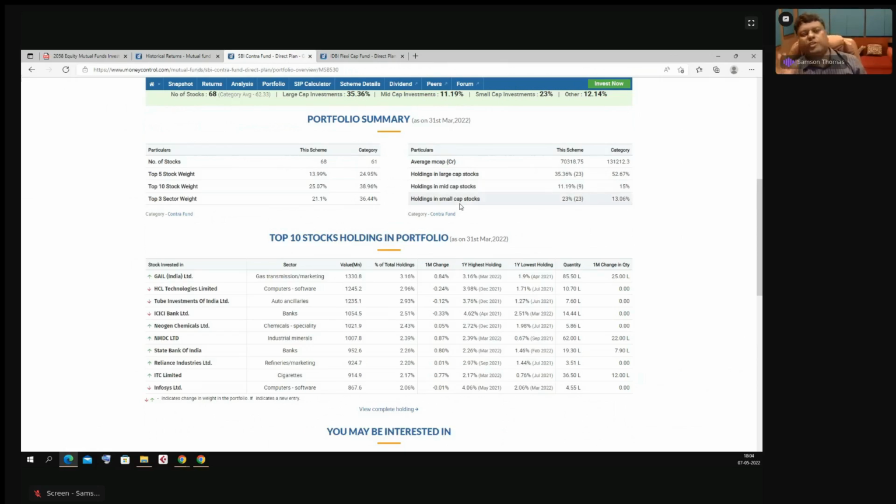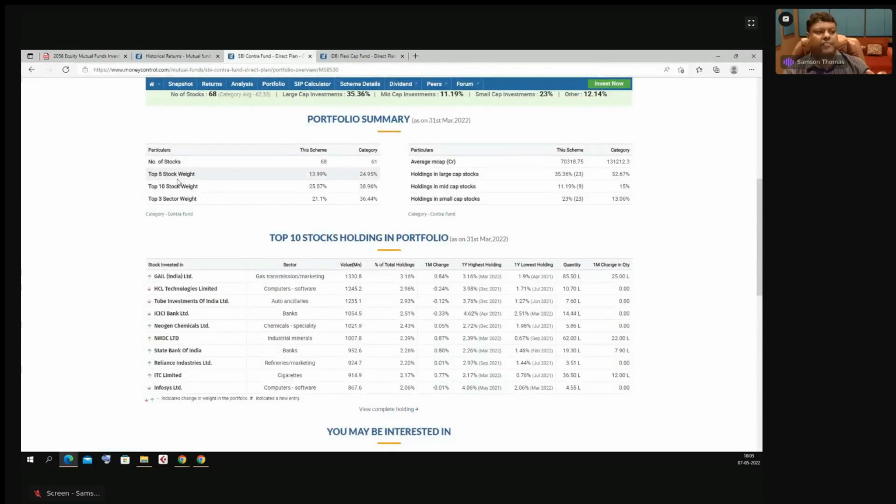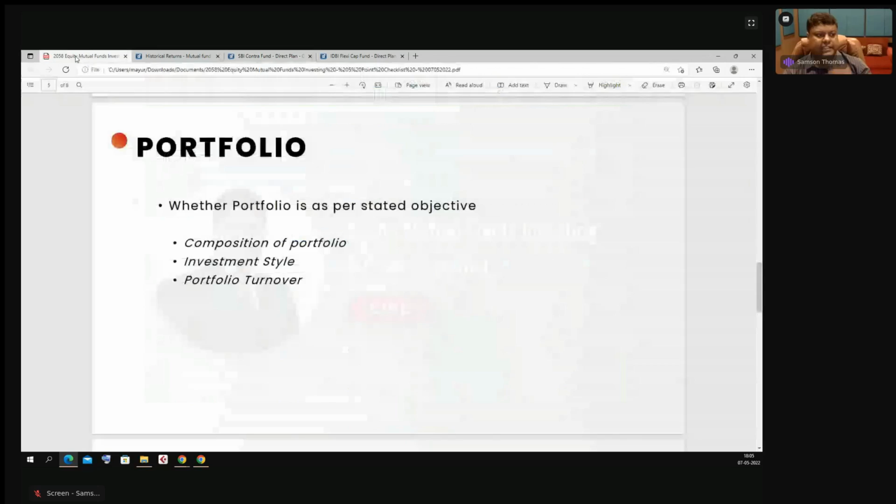So when you look at the portfolio, you want to see whether they are moving according to the stated objective of the fund. That is one. Second thing is, what is the composition of the portfolio? Like we saw, the allocation in large cap, small cap, and mid cap, or the allocation in terms of what is the concentration here? Top 5, top 10, top 3 sectors. What is that kind of composition? What is the investment style?